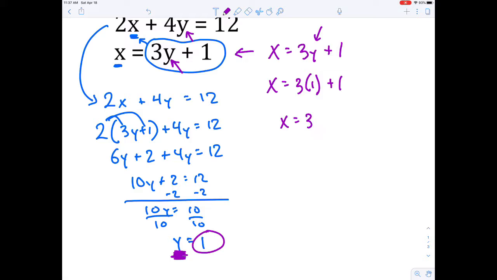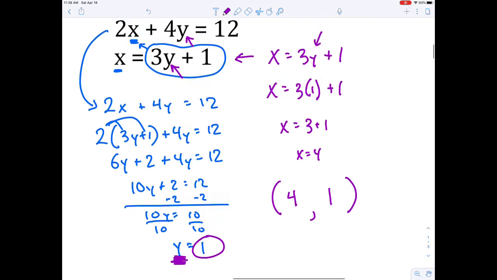That's right. x is 4. And then once again, we're not done yet. We're going to actually create an answer like this. And that answer is 4 and 1. That is how you solve a system with substitution.